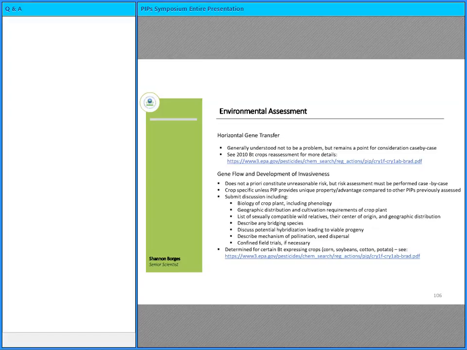And it's usually crop specific unless the PIP involves some unique property or advantage compared to other PIPs. And here I list a couple of points that have to be covered in a discussion that would be submitted. And again, Chris is going to go into these in a little bit more detail, so I won't go over them. But you can see we've made determinations about the risk of gene flow and development of invasiveness for certain crops, and that is also available in that same biopesticide registration action document that's at that link that you see on the bottom of the slide.